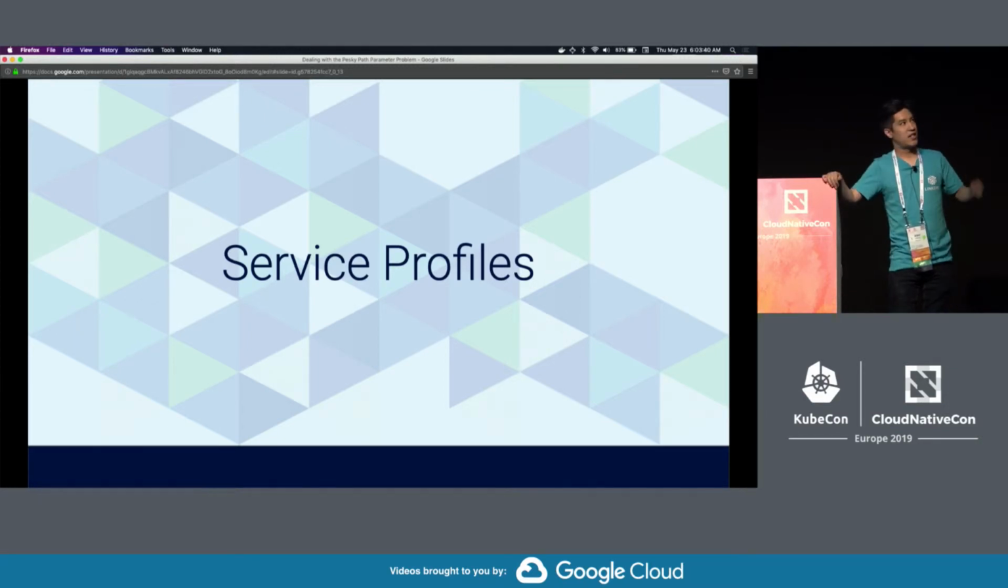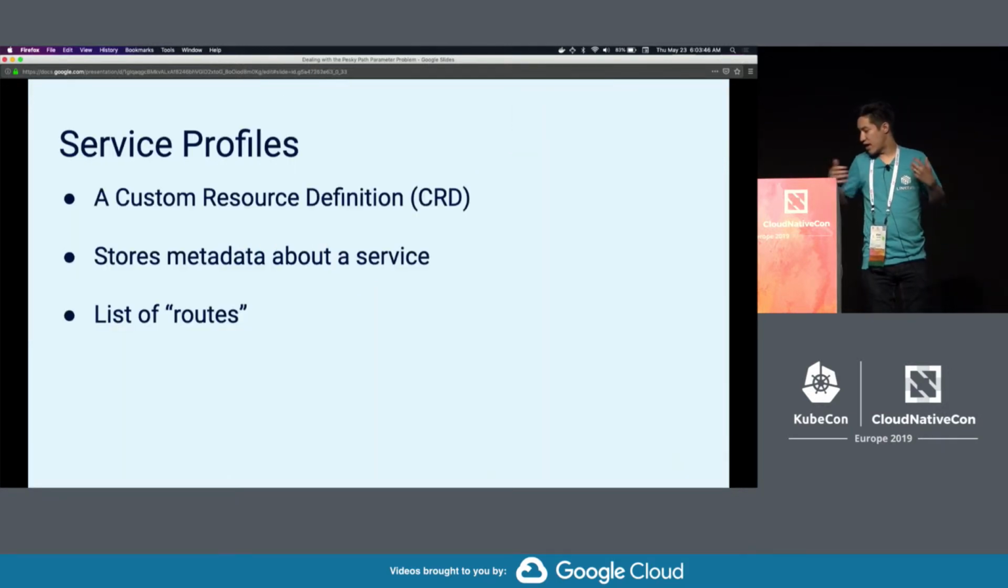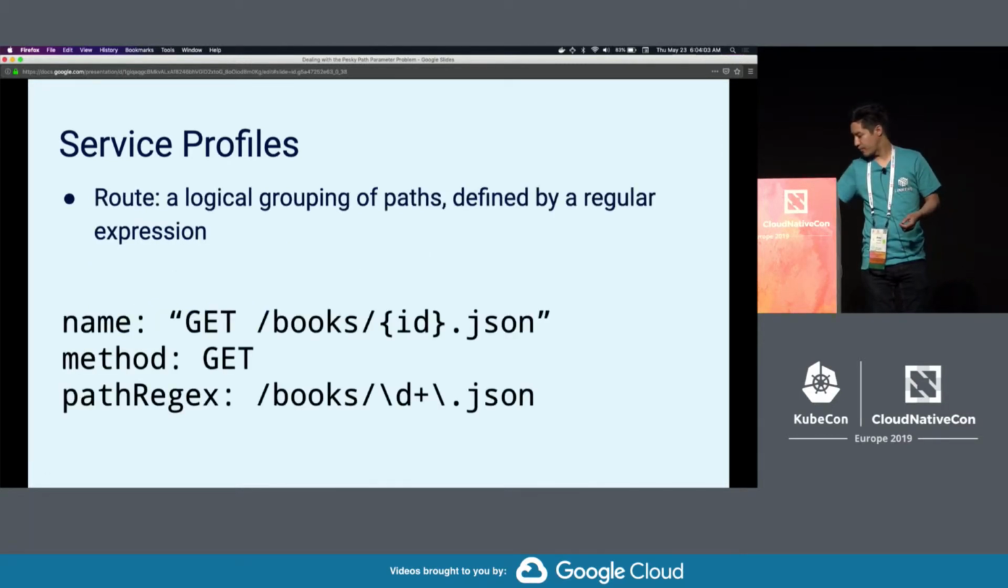And so that brought us to the idea of service profiles. Service profiles are, all they are is a custom resource definition in Kubernetes that lets you define metadata about services. And Linkerd will read that metadata and behave accordingly. There's lots of different metadata that you can store in a service profile that's really useful. But I think the key one in this case is the list of routes.